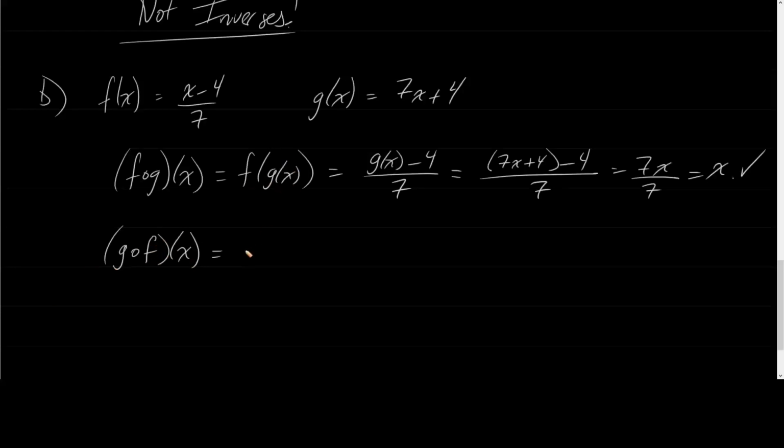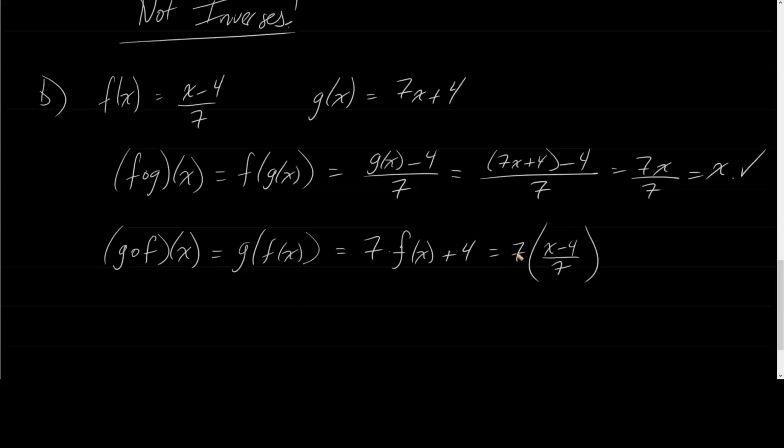In here, we're going to start with plugging f into g. So we have g of f of x, and this by definition means plugging f into g. So I have 7 times f of x plus 4. And what was f of x? F of x was x minus 4 over 7. So I have 7 times x minus 4 over 7. You'll note there that the 7's cancel each other out. Oh, hold on, I still have this plus 4.